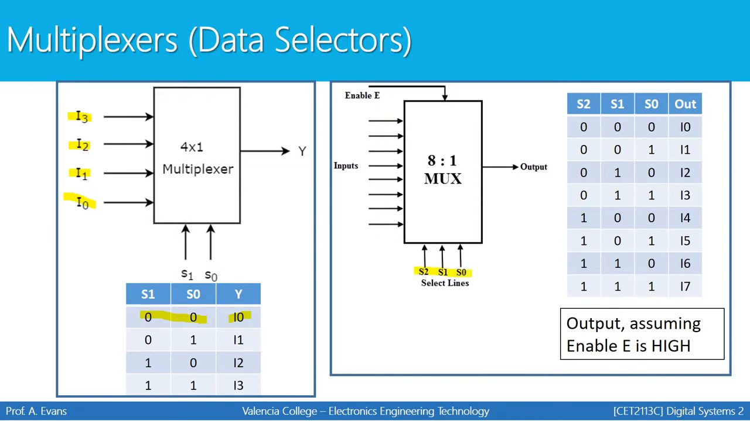Assuming the MUX is enabled, your outputs here will depend on your select lines S2, S1, and S0. So again, think about your select lines creating an input code. So if select is 111, 111 is 7 in binary. That means input 7 is the one that will pass. So your code at the bottom corresponds to which input is allowed to pass to the output.